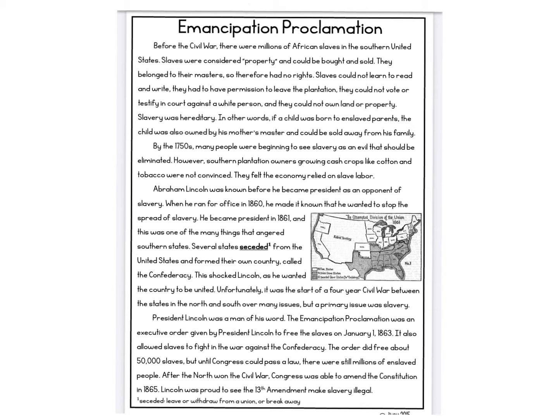Abraham Lincoln was also known before he became president as an opponent of slavery. When he ran for office in 1860, he made it known that he wanted to stop the spread of slavery. He became president in 1861, and this was one of the many things that angered the southern states.